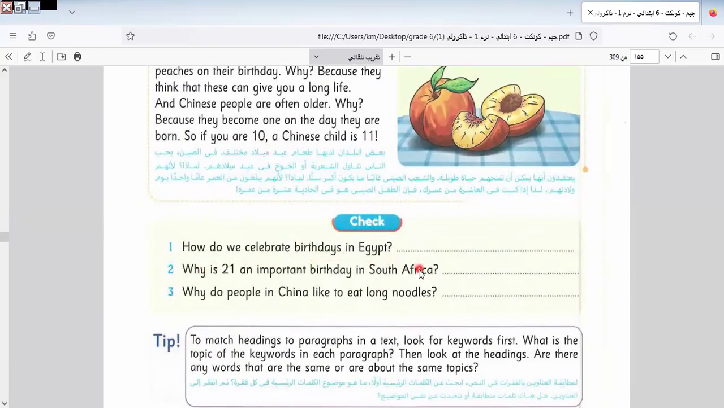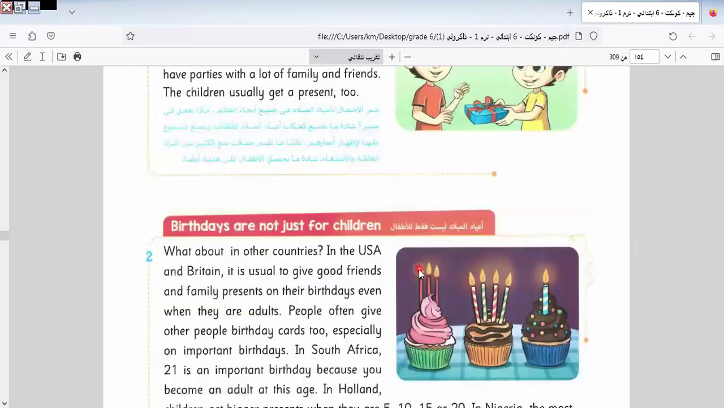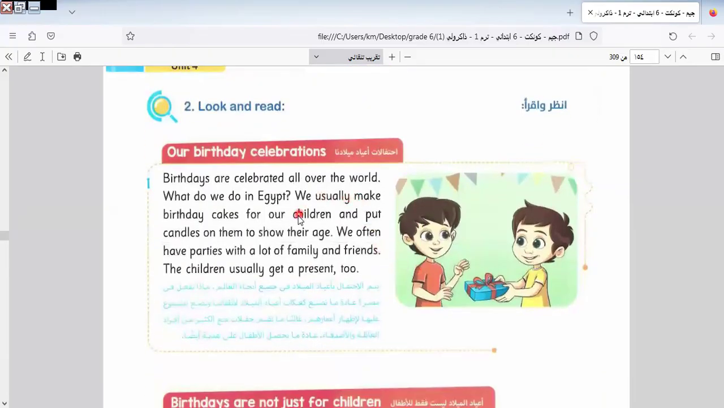How do we celebrate birthday in Egypt? Let's look in the text. In Egypt, we usually make cakes for our children and put candles on them to show the age. This is the first question. I will underline it. This is the answer of the first question. Okay, so number 1. I will write it here because the space is small. Okay, let's go to another one.